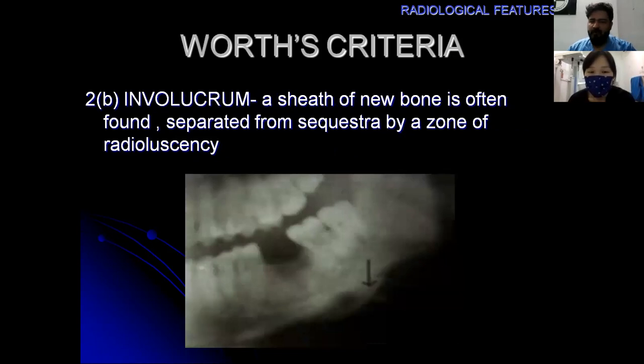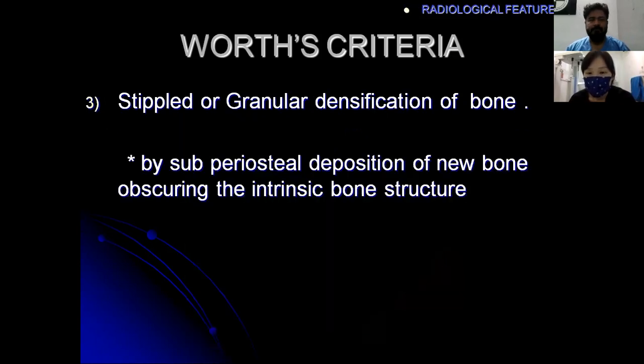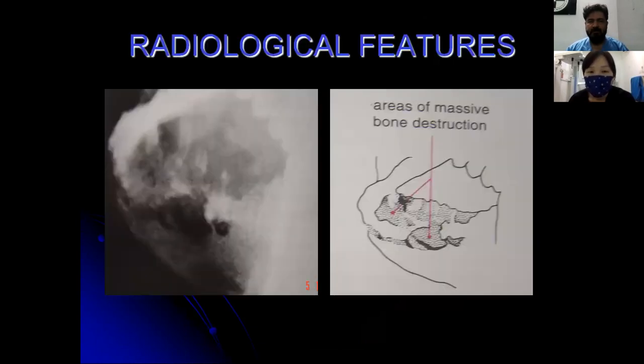Involucrum is a sheath of new bone which is often found separated from the sequestrum by a zone of radiolucency. Involucrum is the new bone formation. Now, stippled or granular densification of the bone by subperiosteal deposition of new bone, obscuring the intrinsic bone structure. In this diagram and comparison, you can see areas of massive bone destruction. This is the hollowing of the whole of the mandible.